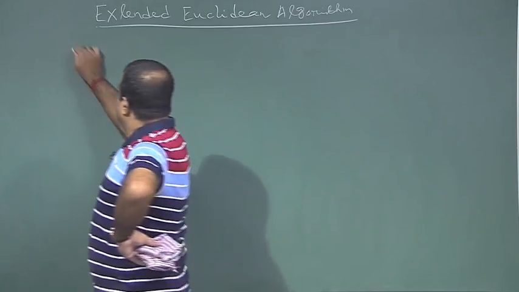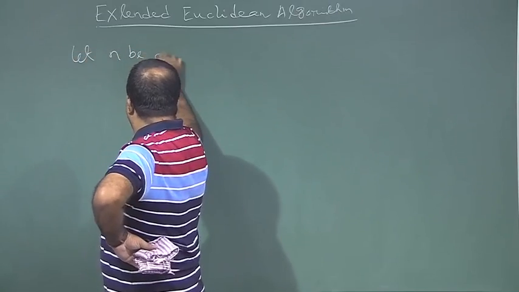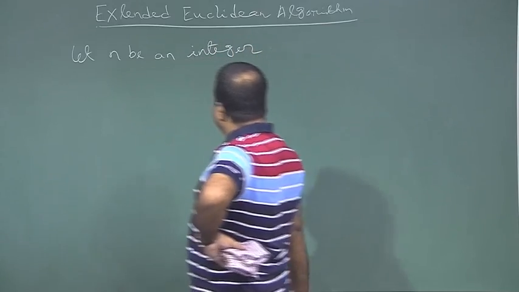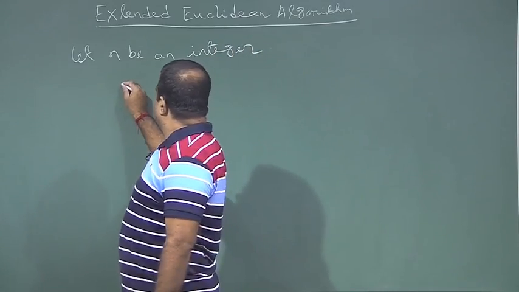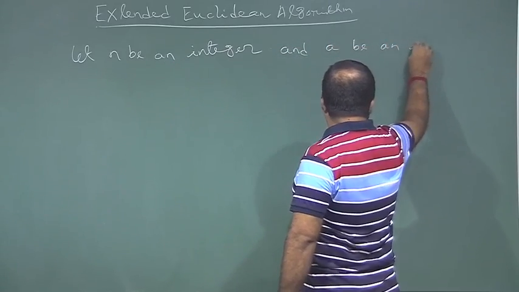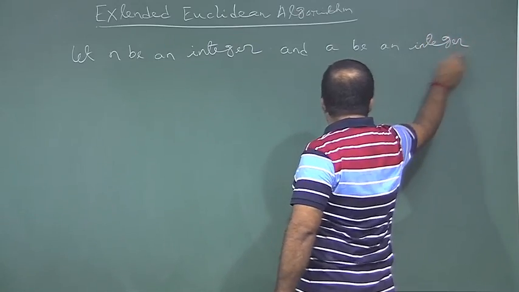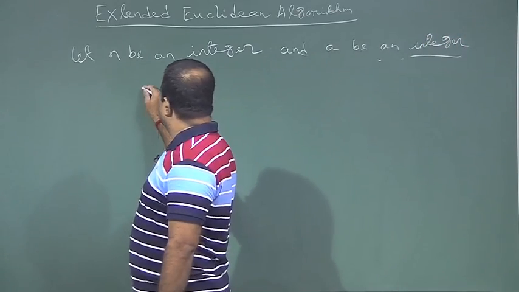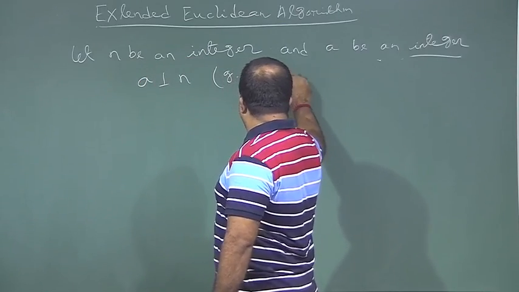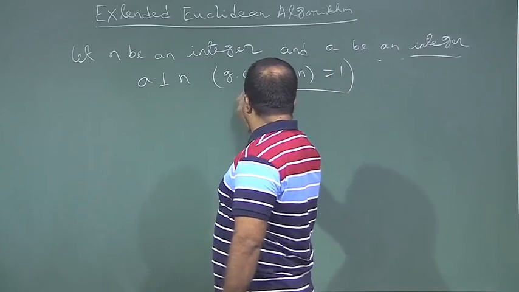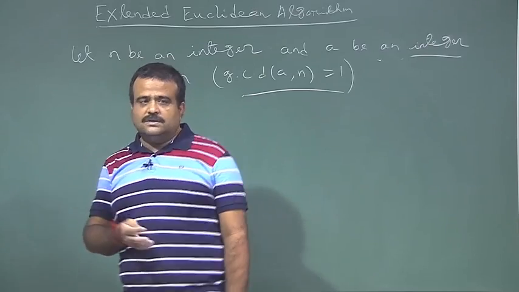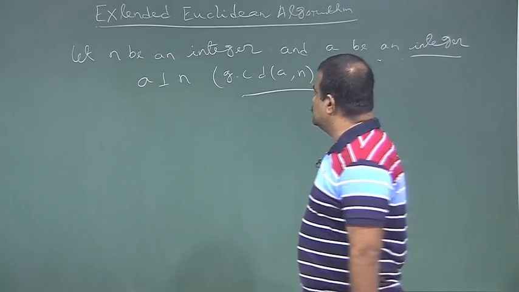Suppose n is an integer and a is also an integer. Then we have seen that if a is relatively prime with n, that means GCD of a and n is 1, then a has an inverse, in the multiplicative sense, the multiplicative inverse mod n.